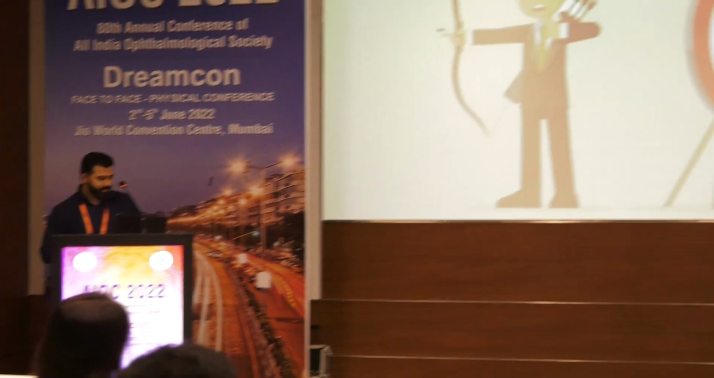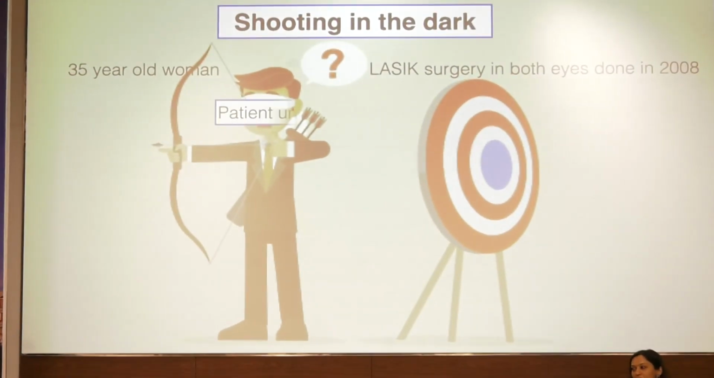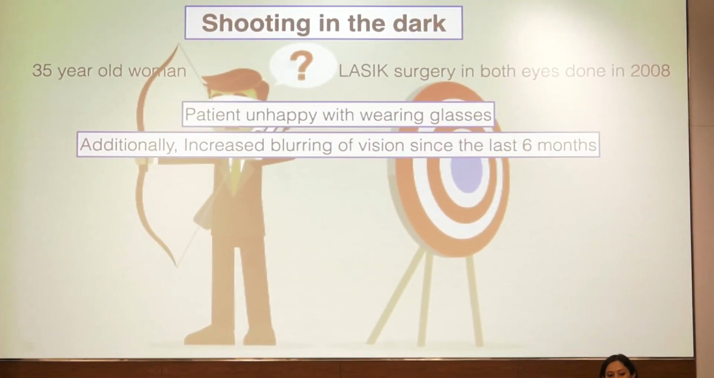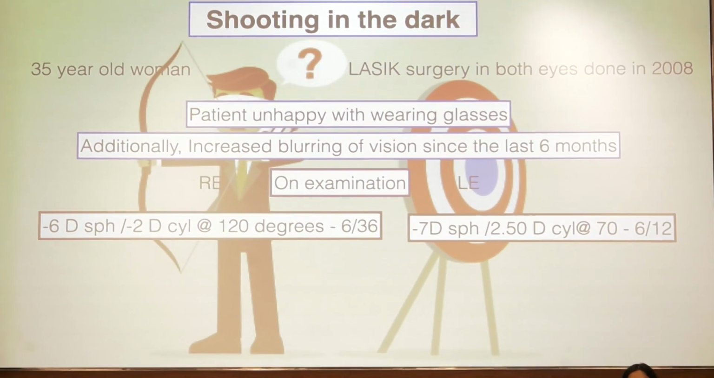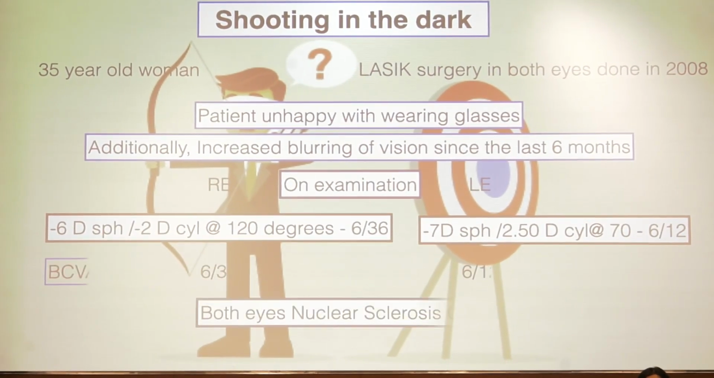The case that I'll be presenting is called shooting in the dark. This was somebody who's undergone LASIK surgery in the past. This is a 35-year-old lady, and the challenge now is the IOL power calculation. She has a cataract now, and we have to plan surgery for her.